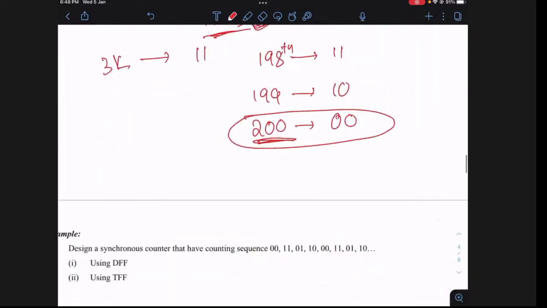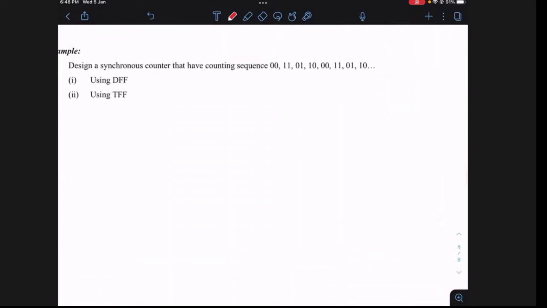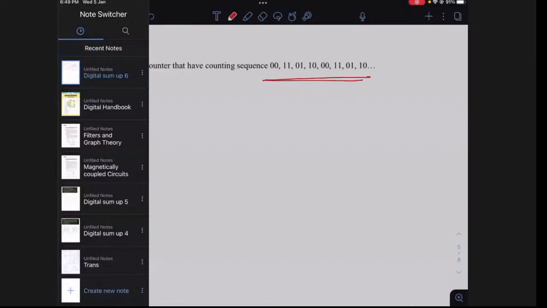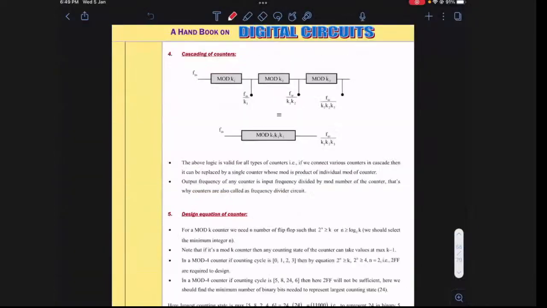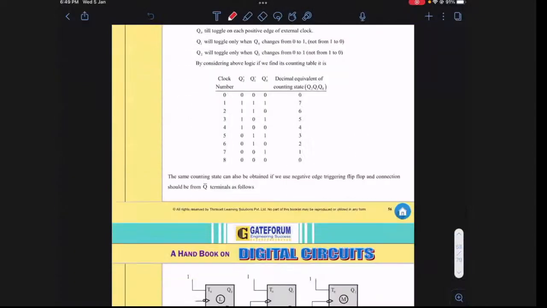The second model of question is called synthesis-based questions. Instead of giving the circuit, they give us the counting cycle, and for the given counting cycle we have to design the circuit. So this is one model of questions. Again, we have some predefined steps for this, and if you follow them, you can easily answer them. Let me show you this question again. I have taken it from our handbook.